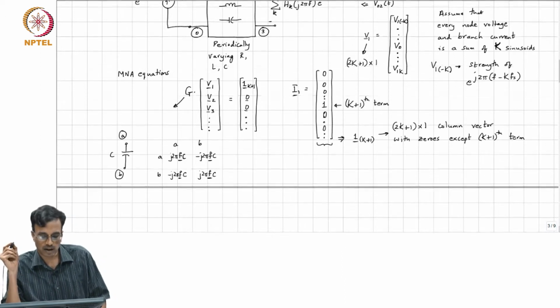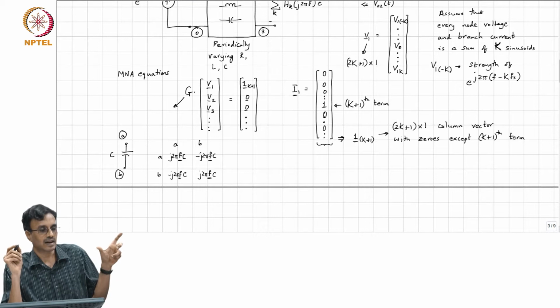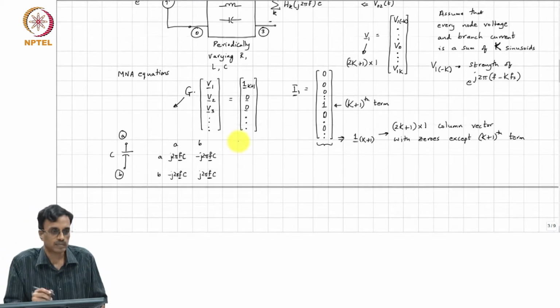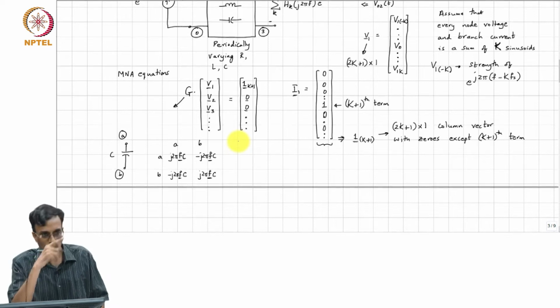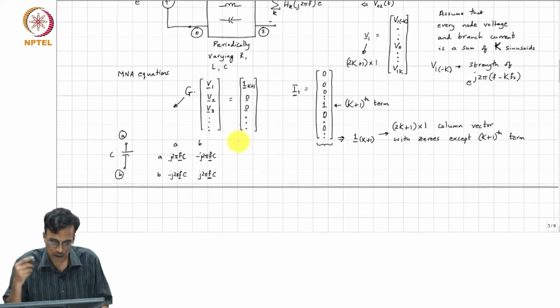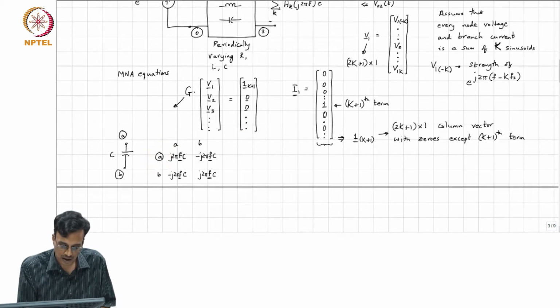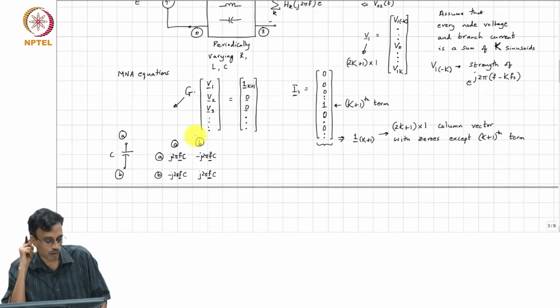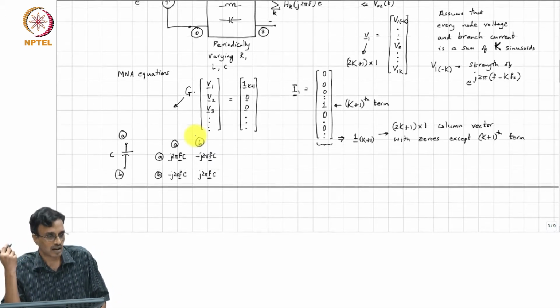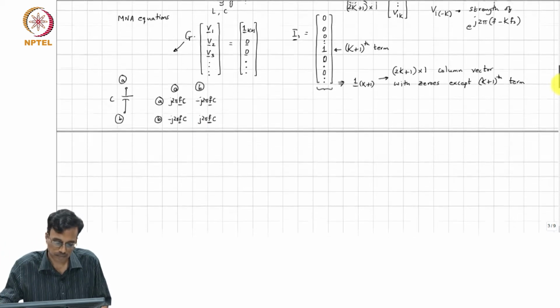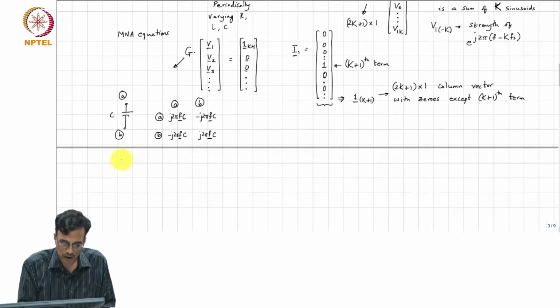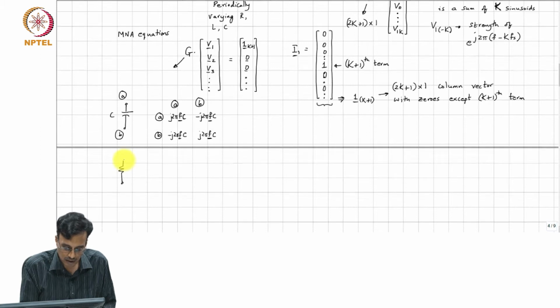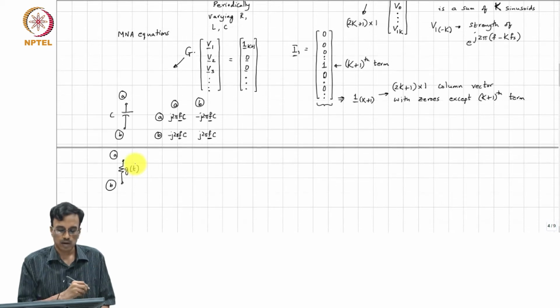And what is F? F is nothing but that diagonal vector which goes from F minus k times F s all the way up to F plus k times F s, right. So, this is the M&A stamp of a capacitor, and likewise an inductor will have a similar stamp, right. Okay. And a periodically varying conductance, say this is G of t, right.